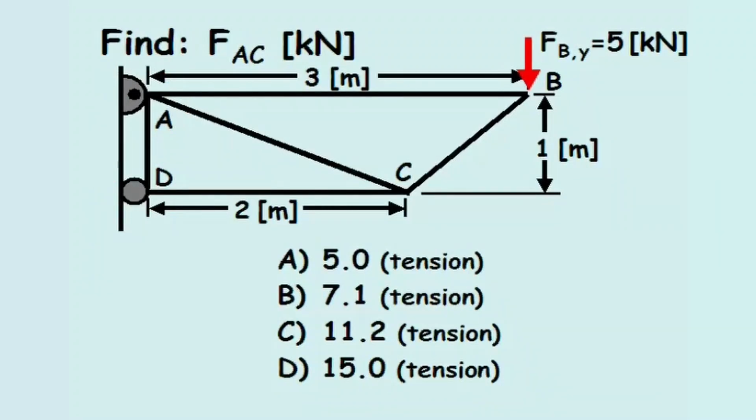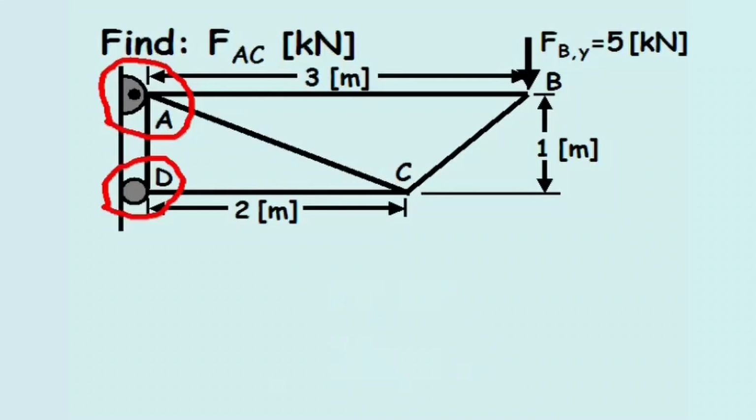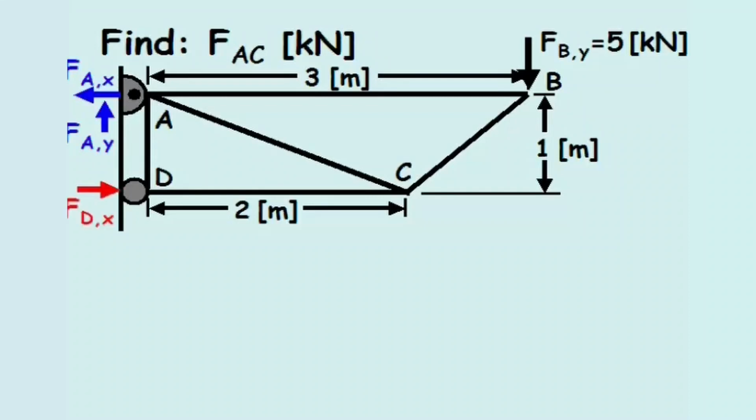To begin, it is helpful to identify the forces at the connection points A and D. The connection at point A is a pin connection which supports a horizontal force F sub AX and a vertical force F sub AY. The connection at point D is a roller connection which only supports a horizontal force F sub DX.